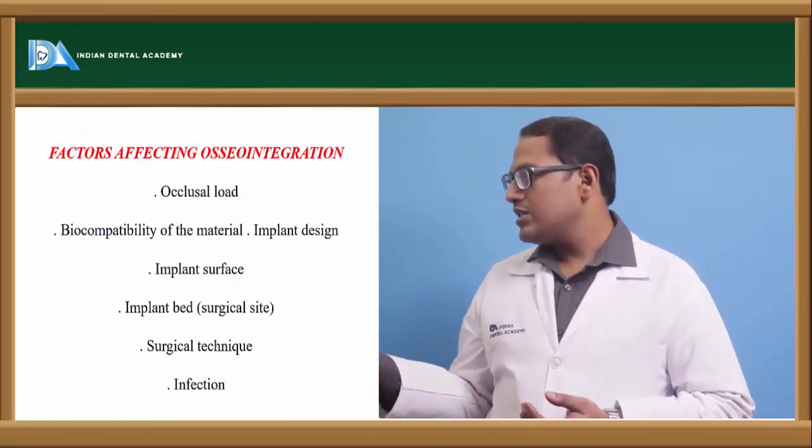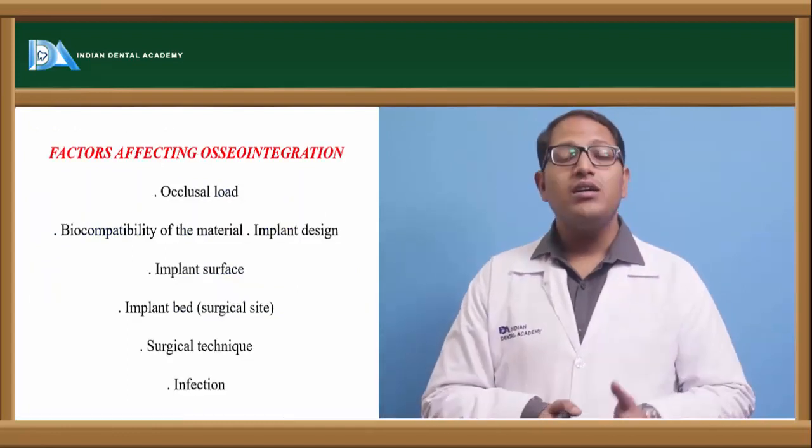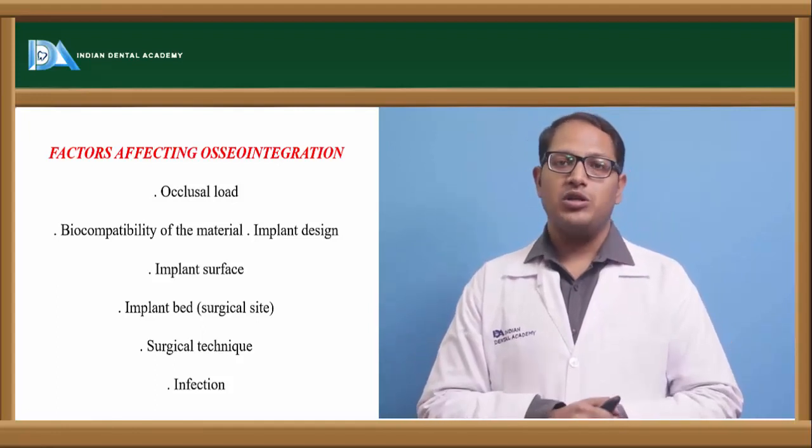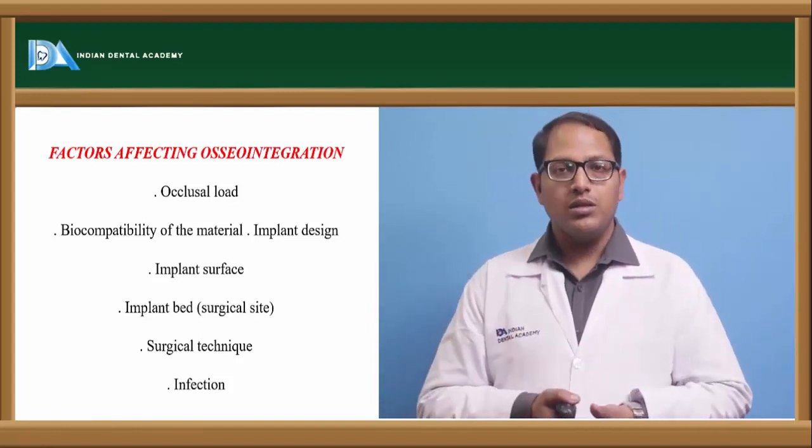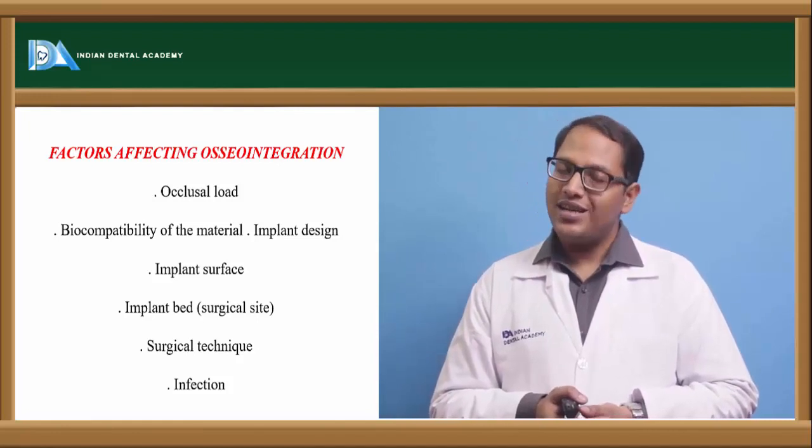Whereas what was fibro-osseous integration? It said connective tissue played an important role in joining both the bone and the alloplastic material, that is our implants.